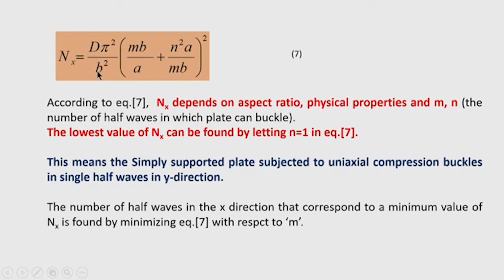If it is compressed in the lengthwise direction, there is no dependency on the length. This is the difference between the buckling of a plate and a column, because we have seen that in a column, in Euler's buckling formula, the critical load depends on the length of the column, but here it is not, it is depending on the width of the plate. Okay.